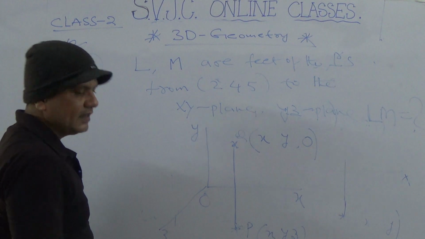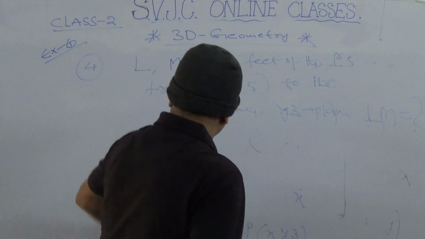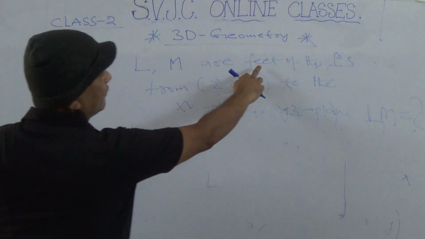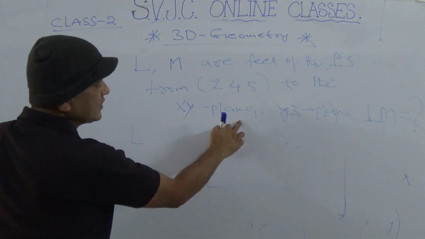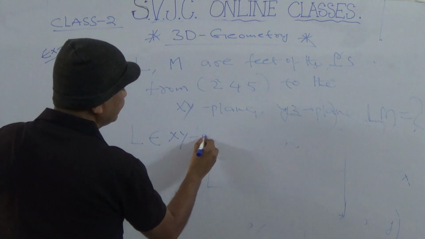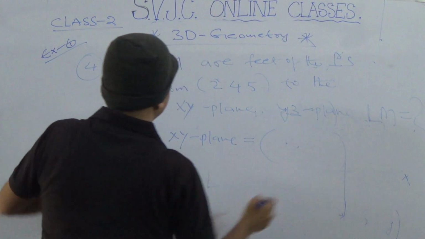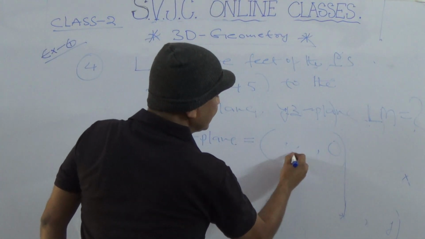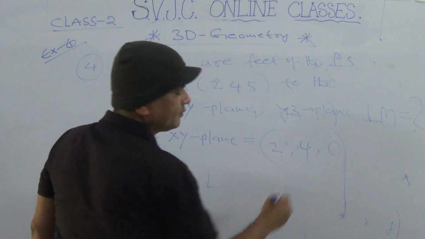Similarly, in the same way, what is L? L is the foot of the perpendicular from the point to the xy plane. That means L belongs to the xy plane. Since L lies on the xy plane, its z coordinate is 0, and the x and y coordinates are the same. The x coordinate is 2, the y coordinate is 4.